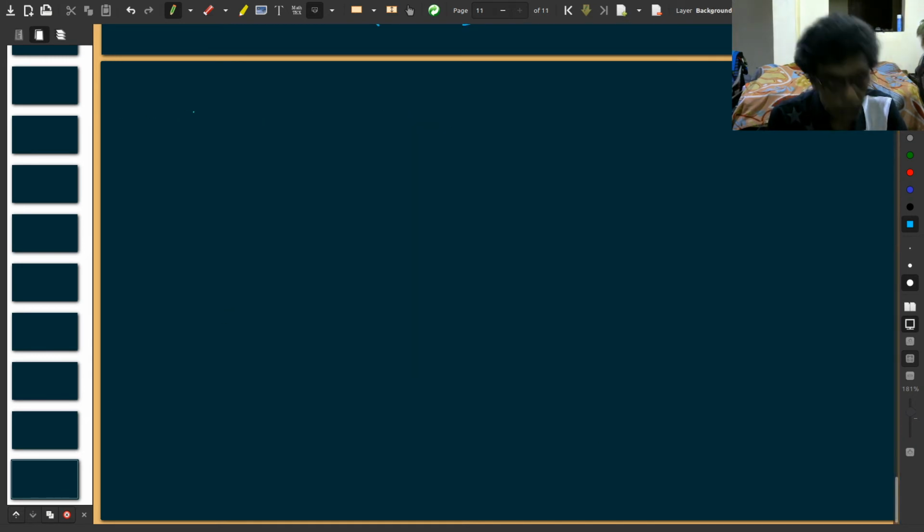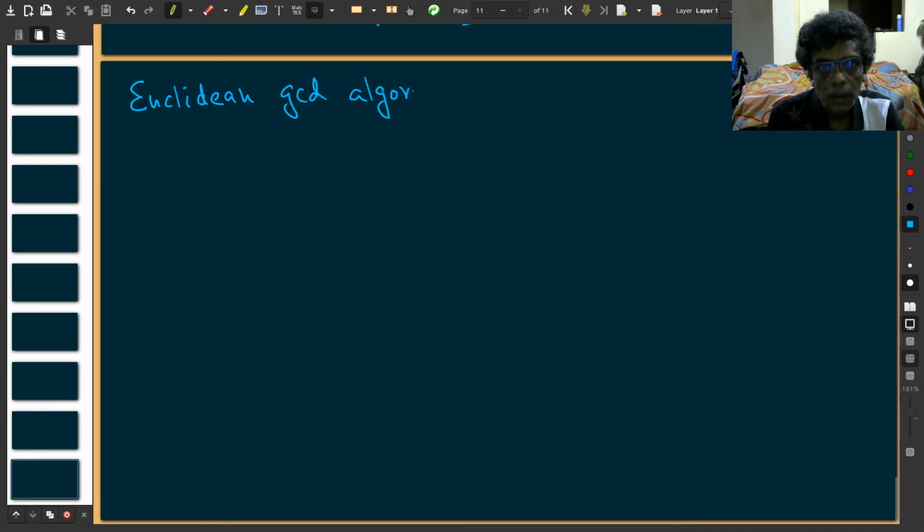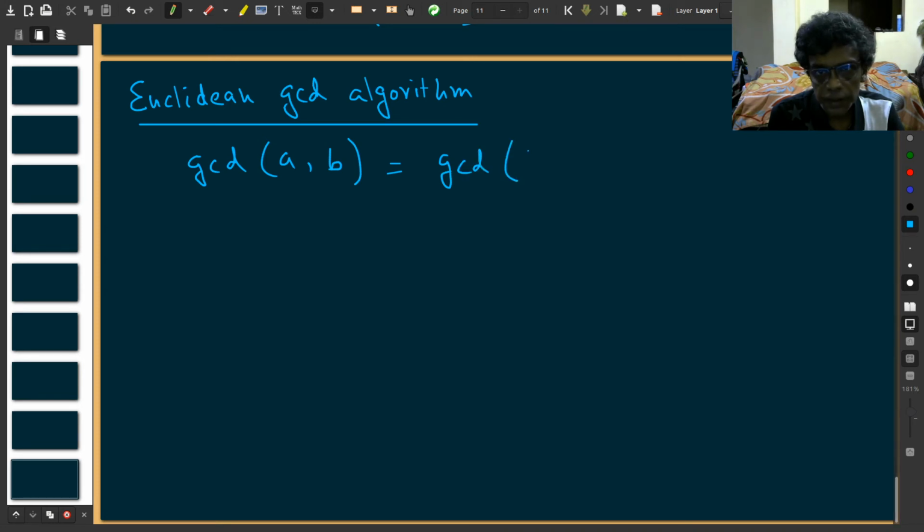Okay, so this essentially gives us the notion of the Euclidean GCD algorithm, which says that if I want to compute the GCD of A and B, where B is greater than 0, then I can do it this way.